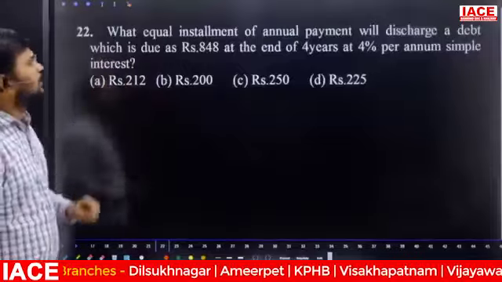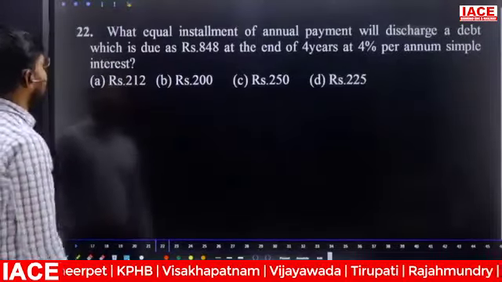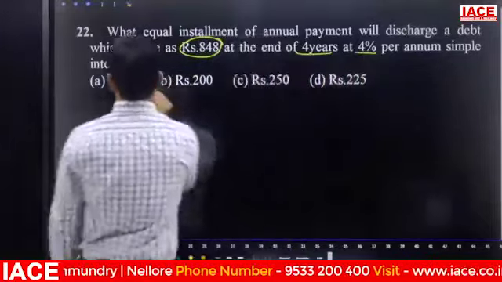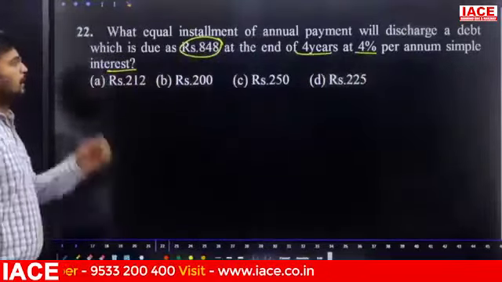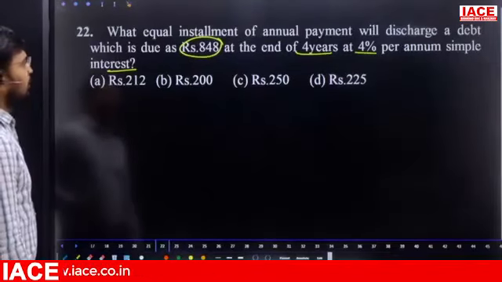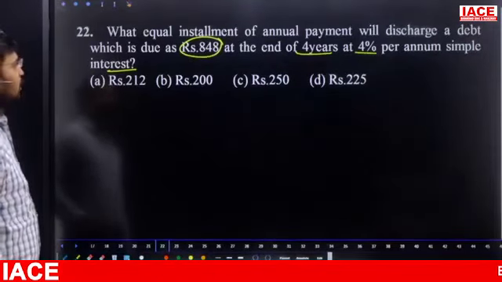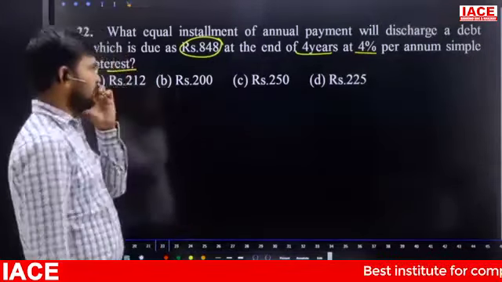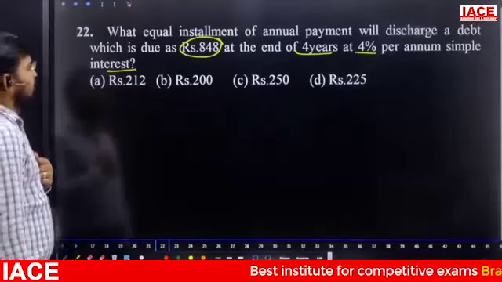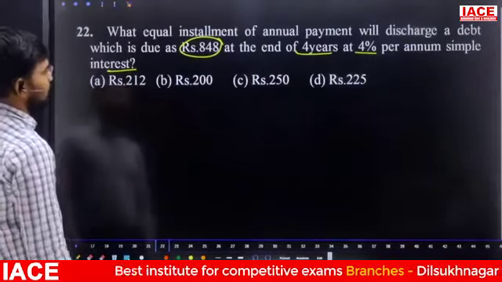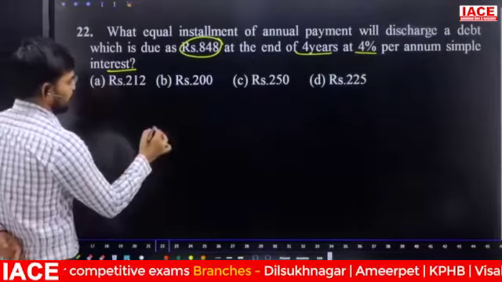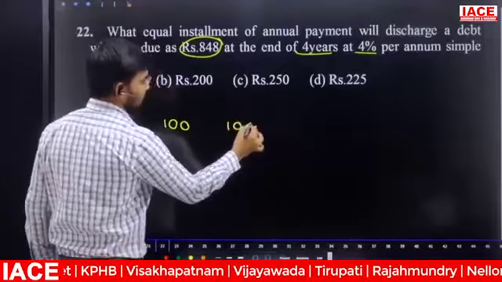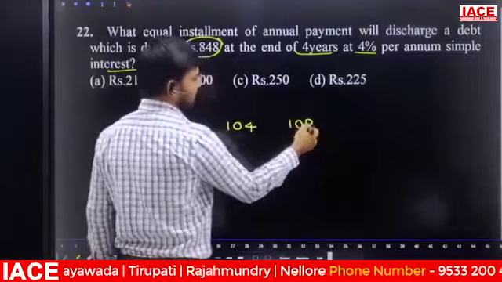What equal installment of annual payment will discharge a debt which is due 848 rupees at the end of 4 years at 4% per annum? So simple interest. So this is a simple interest installment, amma. Yes or not? Simply, what equal installment they're asking. Okay, amma. So rate of interest they have given is 4% for 4 years, 848 rupees. Look at me, amma. Simple, I assume as what here? First year I don't know, 100 rupees. Second year 4% interest, nothing but 104. Next what happened? 108. Every year just increases by 4.